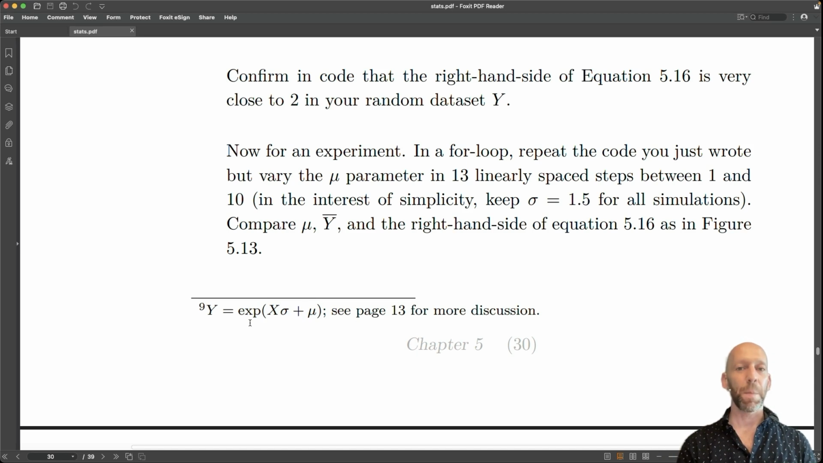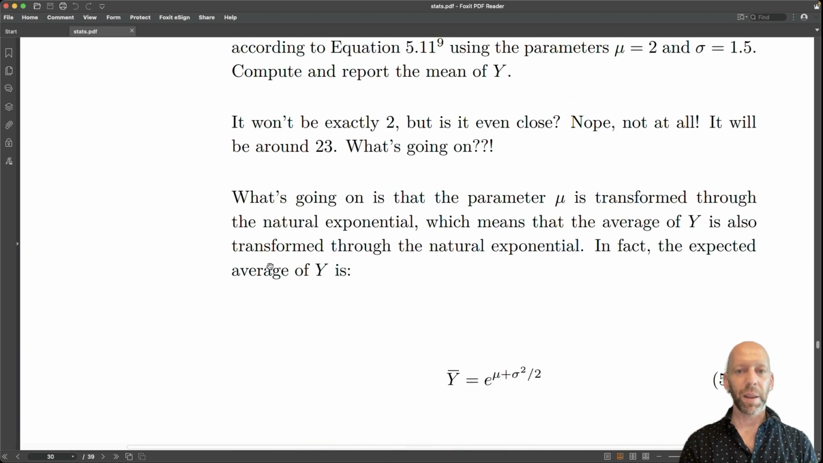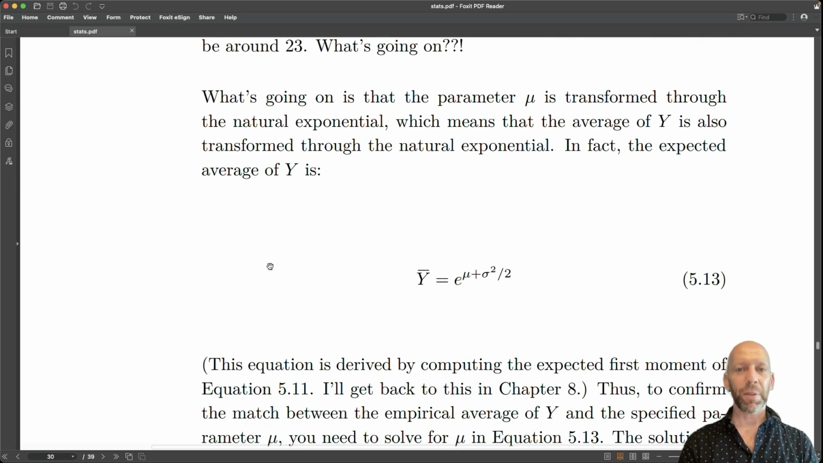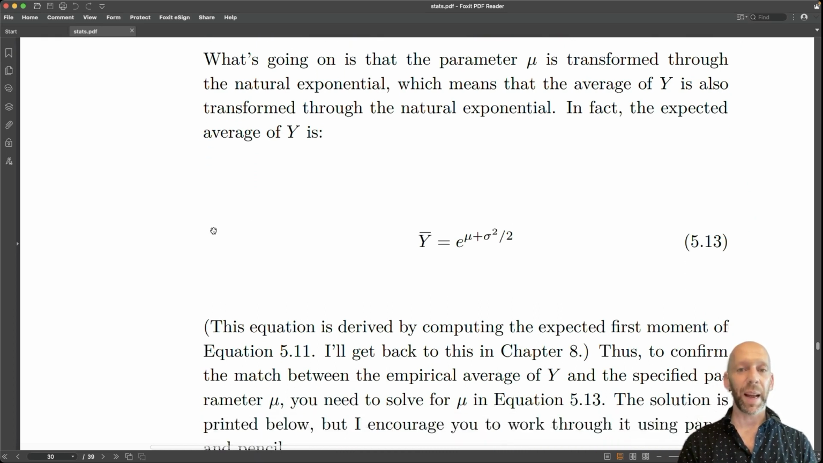So here's the thing. The mean of y is not going to be exactly equal to mu. Mu is this number here, and that gets passed through this nonlinear function here. So therefore, we have to figure out what is the empirical average, or what is the theoretical average, and how do we get that to map on to the empirical average.